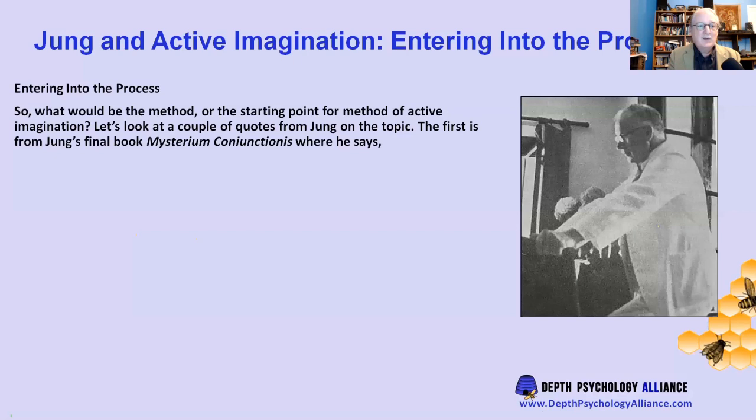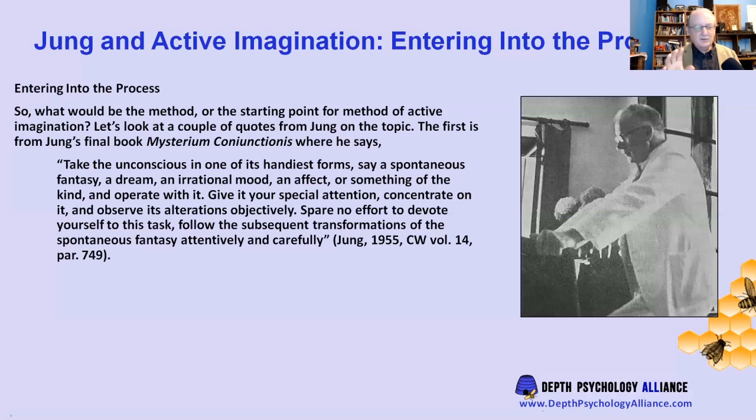So how do we get into that process? There's a quote here from Mysterium Conjunctionis. Oops, what's going on here? There it is. So here's Jung. He says, and this is kind of an offhand thing that he just inserts in Mysterium Conjunctionis, but it's very telling. He says, take the unconscious in one of its handiest forms, say a spontaneous fantasy, a dream, an irrational mood, an affect, or something of the kind, and operate with it.